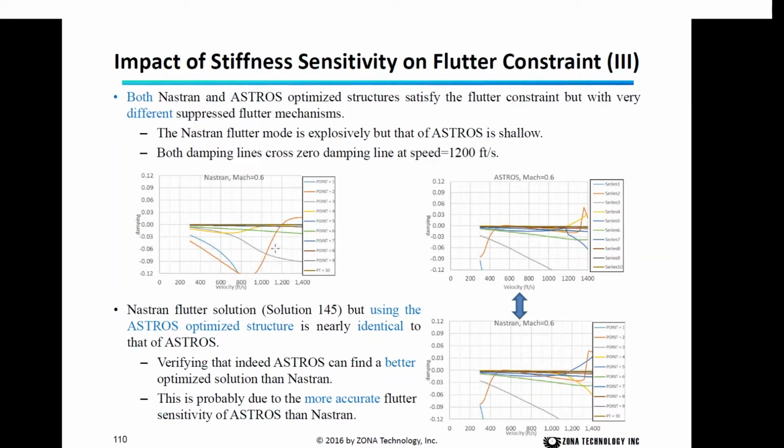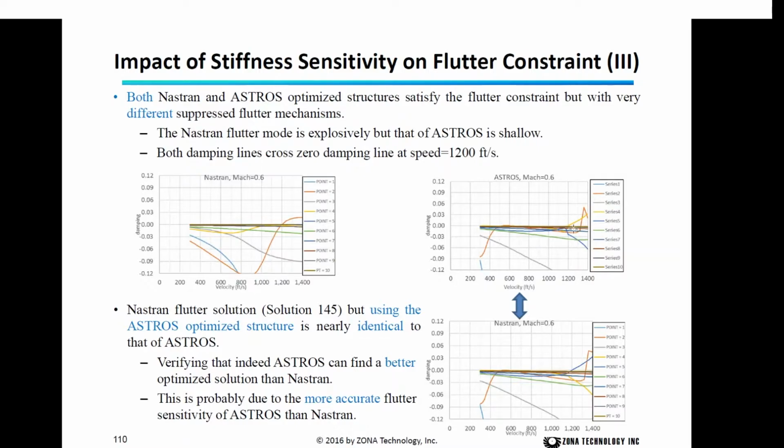This is the damping crossing zero at 1200 feet per second for the ASTROS optimized structure. The flutter speed is at 1200 feet per second. Both satisfy the flutter constraint, but with very different flutter mechanisms. The Nastran flutter mechanism is kind of an explosive flutter mechanism, and ASTROS gives us a very shallow crossing.